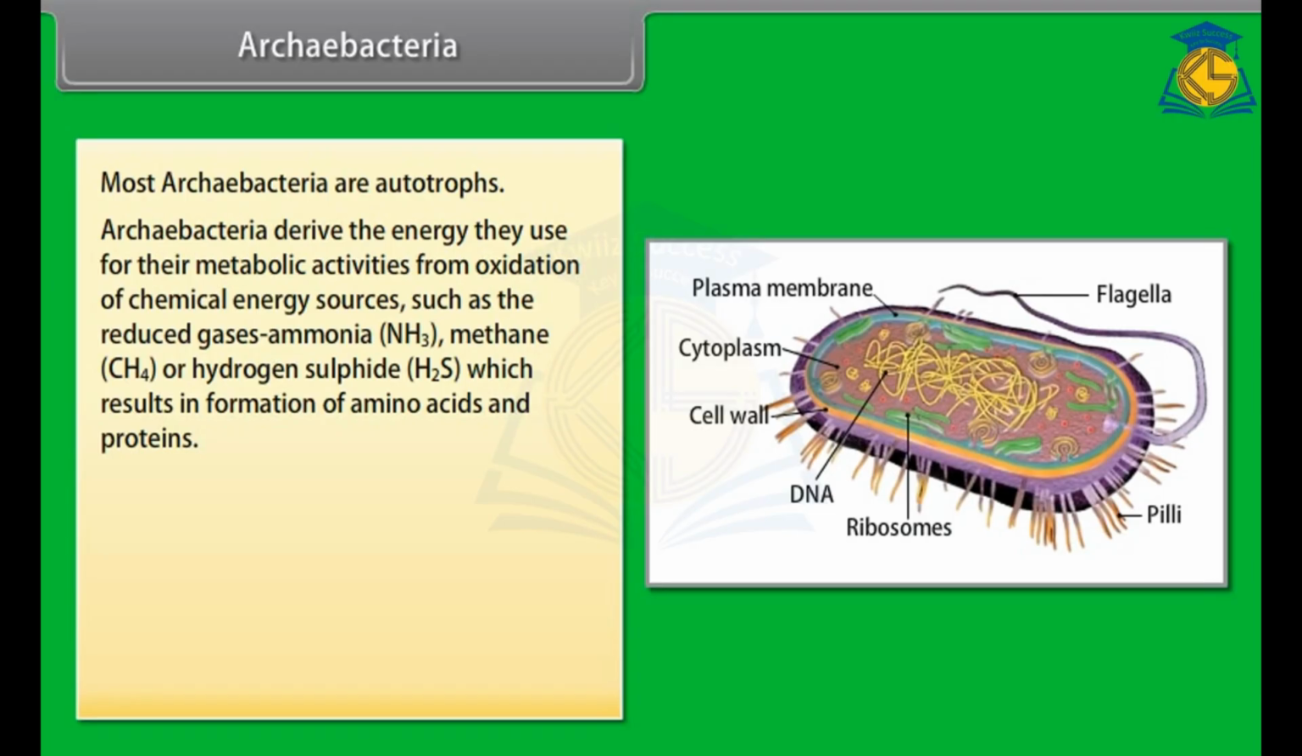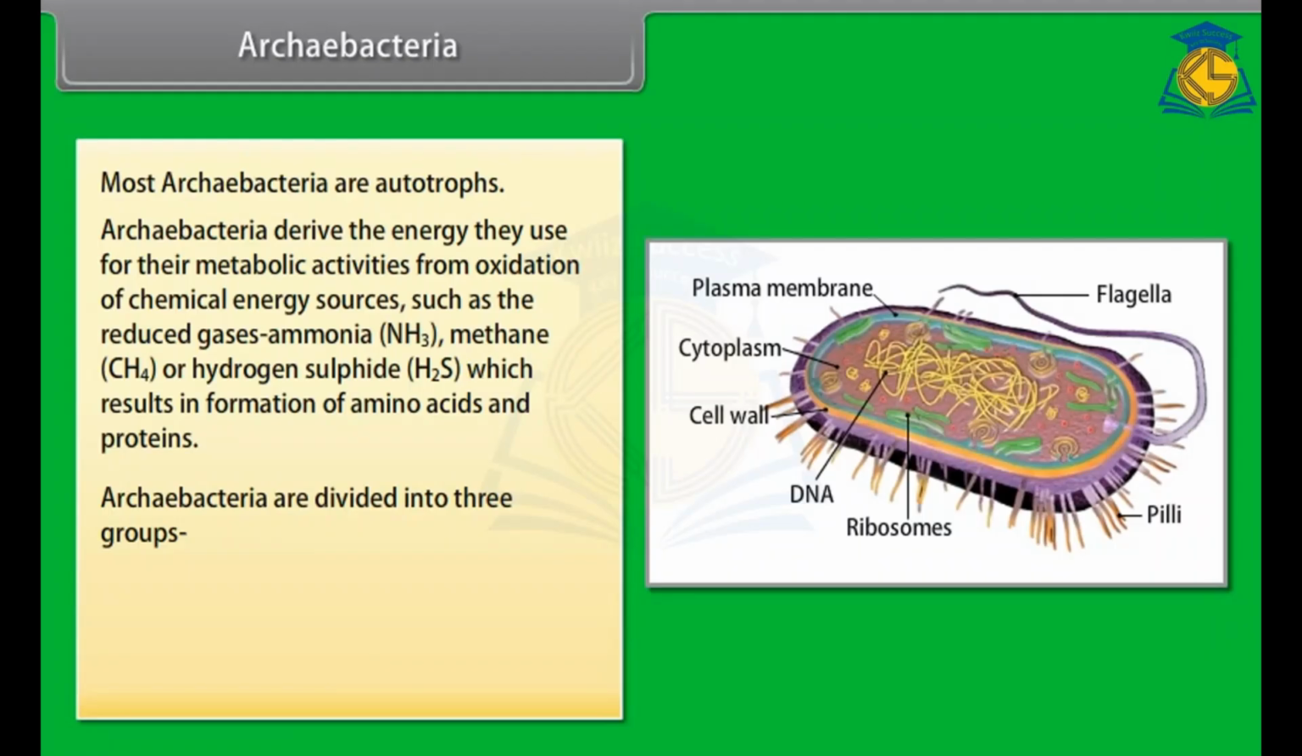Archaebacteria derive the energy they use for their metabolic activities from oxidation of chemical energy sources such as the reduced gases ammonia (NH3), methane (CH4), or hydrogen sulfide (H2S), which results in formation of amino acids and proteins.